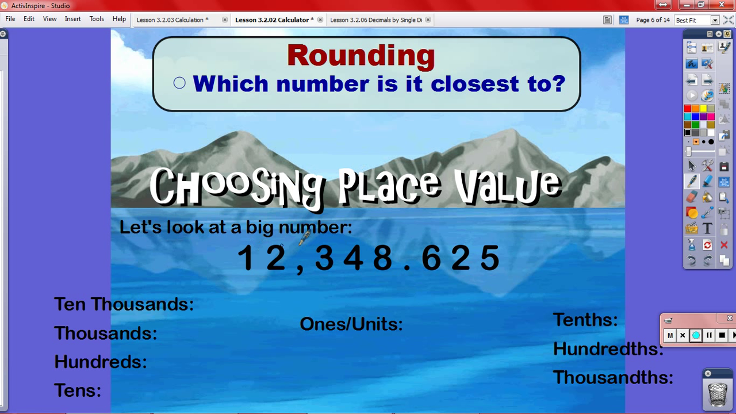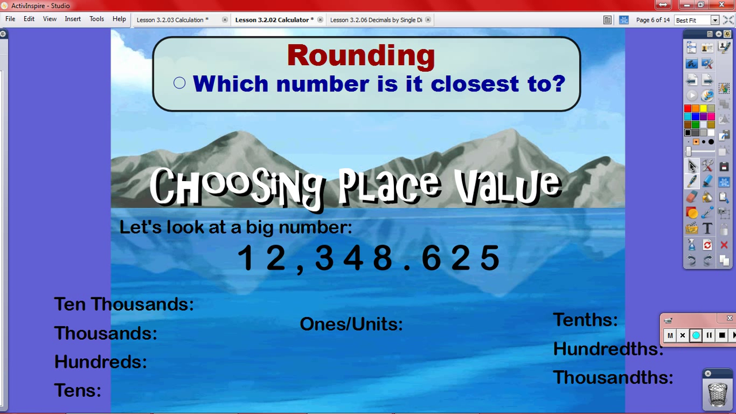Now when you're rounding, you're going to have to be able to choose which place value you want to round to. In order to do that, you're going to need to know what numbers this number is between. So this number is 12,348 and 625 thousandths. This number has 1 10,000, 2 thousands, 3 hundreds, 4 tens, and 8 units. It also has 6 tenths, 2 hundredths, and 5 thousandths. See that TH shows us that it's smaller than 1.